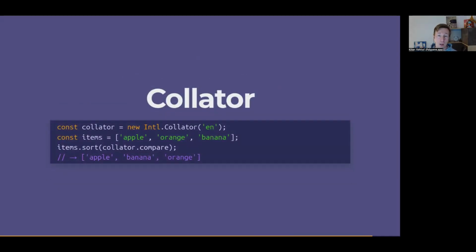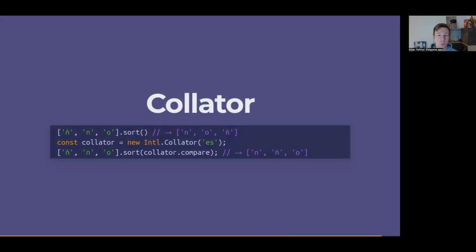The last Intl API I want to tell you about is the collator API. So the collator API helps you sort strings in a locale-aware way. Sort of like array.sort, but better. If you look just at English words like apple, orange, and banana, if you call .sort, it will sort just like array.sort would normally do. But there are places where sort breaks.